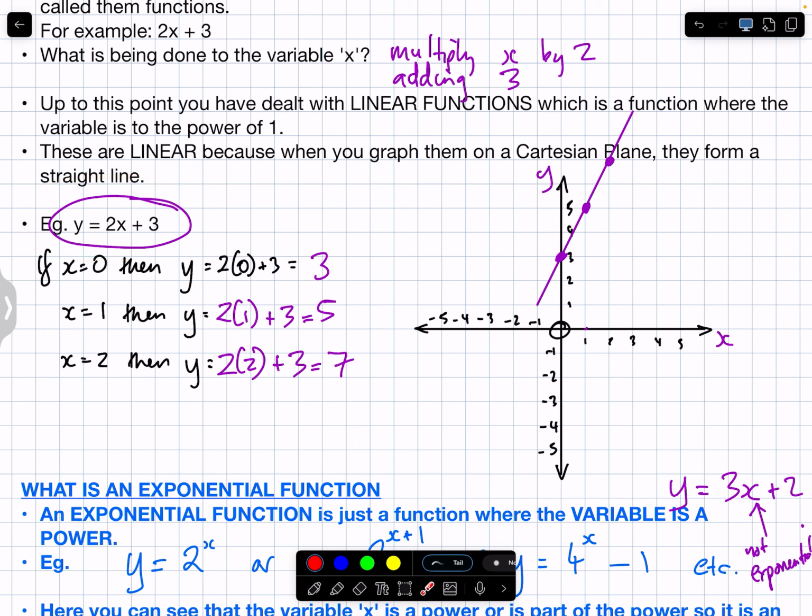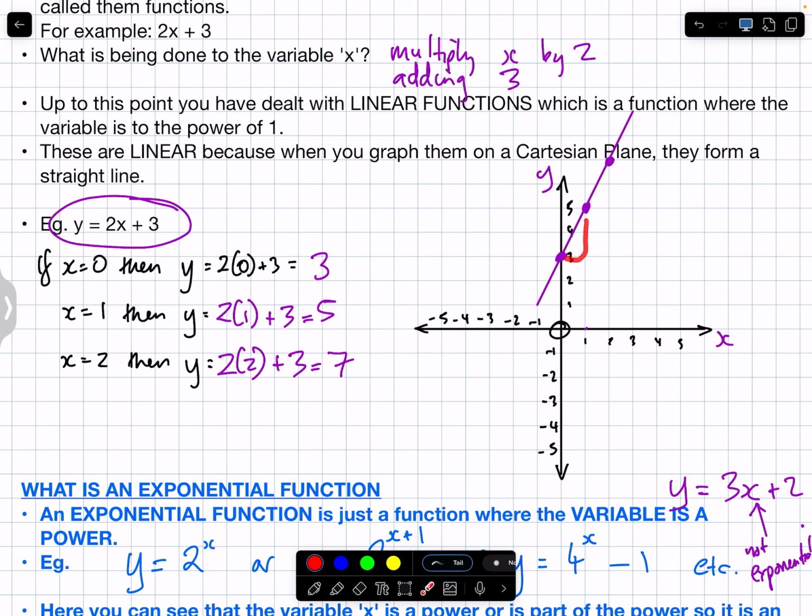Is that x a power or is it just normal size? It's normal size. So it's going to form a straight line if I graph it. If I look at this graph, how much are the dots going up each time? What step is the dot taking? Every time I go across one, how far up has it gone? It's gone up 2.